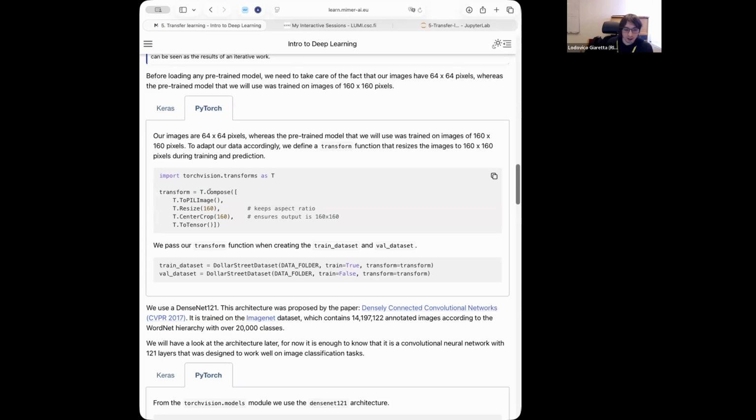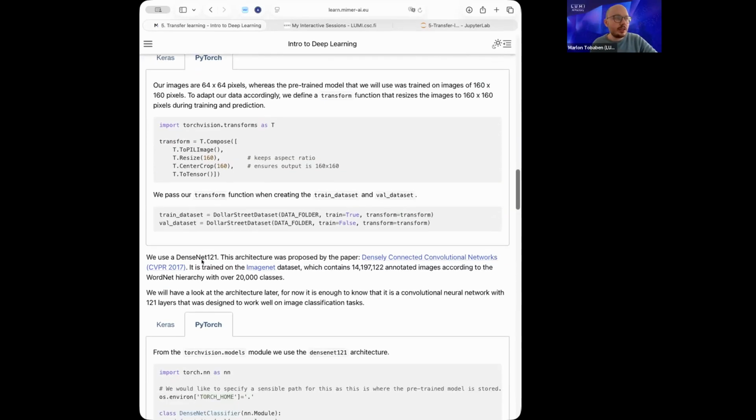I think this is quite clear. Now the question is, when we move to the model, where do we get a model to use? Right, that's a good question.